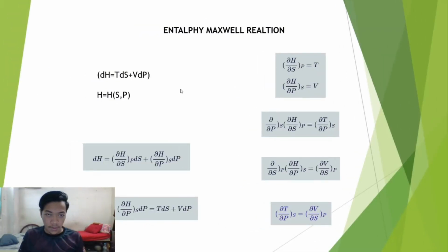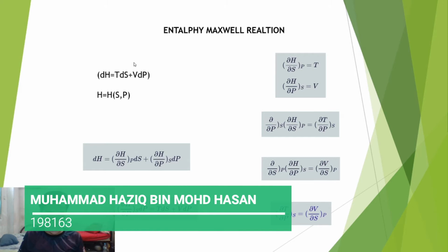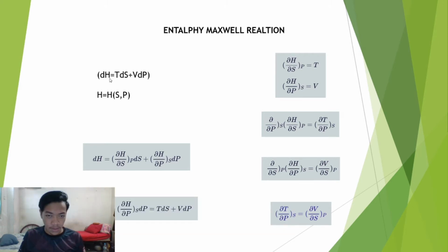Okay, for the enthalpy Maxwell relation, take the differential form of enthalpy, dH equal to TdS plus VdP, and consider the enthalpy as a function of its natural variables S and P, such that H equal to H(S,P). We can find the total differential of enthalpy from this.